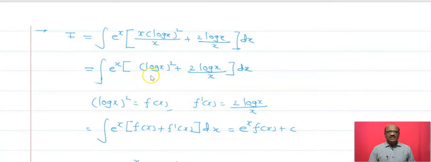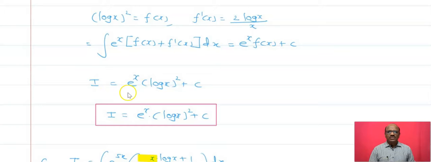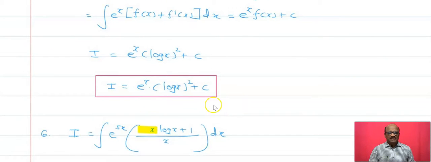It is clear that suppose we take f of x as (log x) whole square. Then what about the derivative of this (log x) whole square? It will become f dash of x is equal to 2 log x upon x, means 2 times log x, again the derivative of log x is 1 upon x. Therefore, this is f dash of x. Again, it is of the form e raised to x (f of x plus f dash of x) dx, and its integral is e raised to x f of x plus c. And hence the answer is I is equal to e raised to x into (log x) whole square plus c. And in this way, this is the answer.